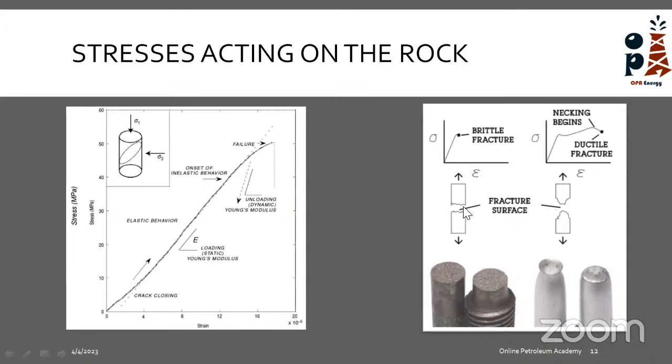So we can say it's like a hard plastic that is brittle, that fails very quickly. And for the ductile, it's like a dove. A dove doesn't deform or collapse easily. You have to keep applying stresses on it.